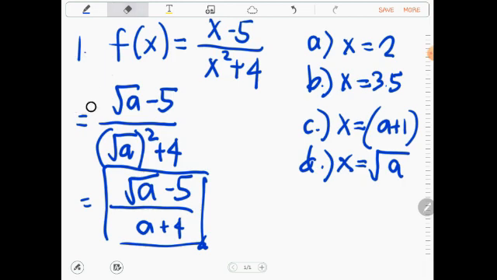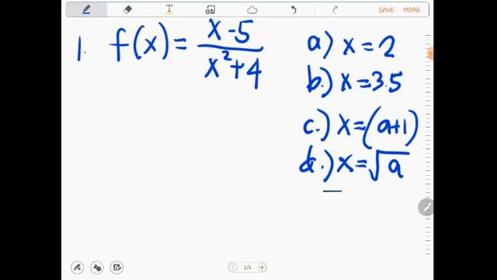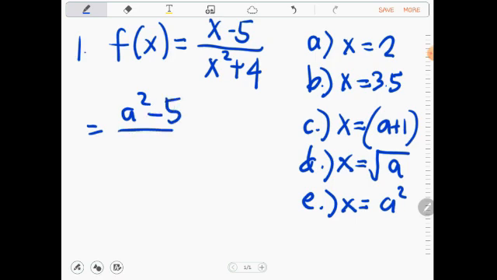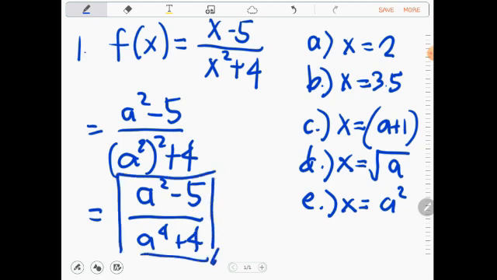Okay? And for the last letter, yung letter E naman natin, to our explicit function, yung value of x is equals to a squared. Okay? So this will give us a squared minus 5 all over a squared raised to 2 plus 4. So kapag meron tayong a squared raised to 2, ang gagawin natin, i-add lang natin yung ating exponent. And this will give us a squared minus 5 all over a raised to 4 plus 4. At ito na yung ating final answer for letter E.